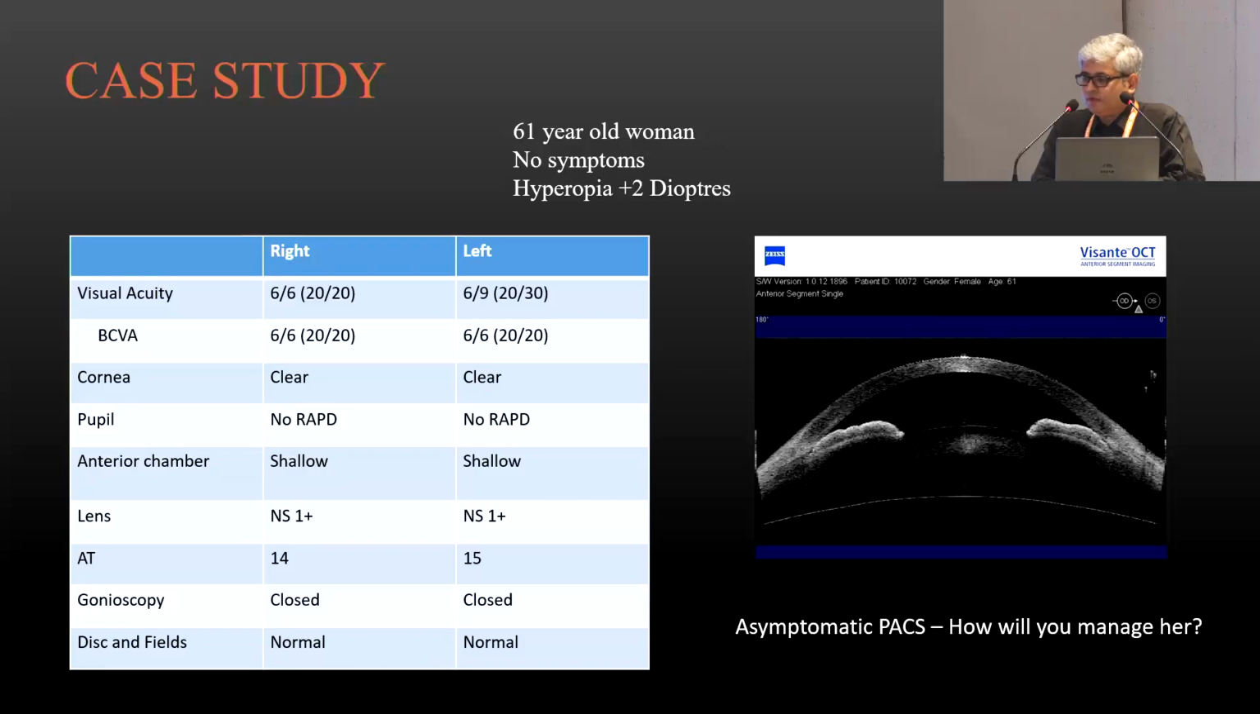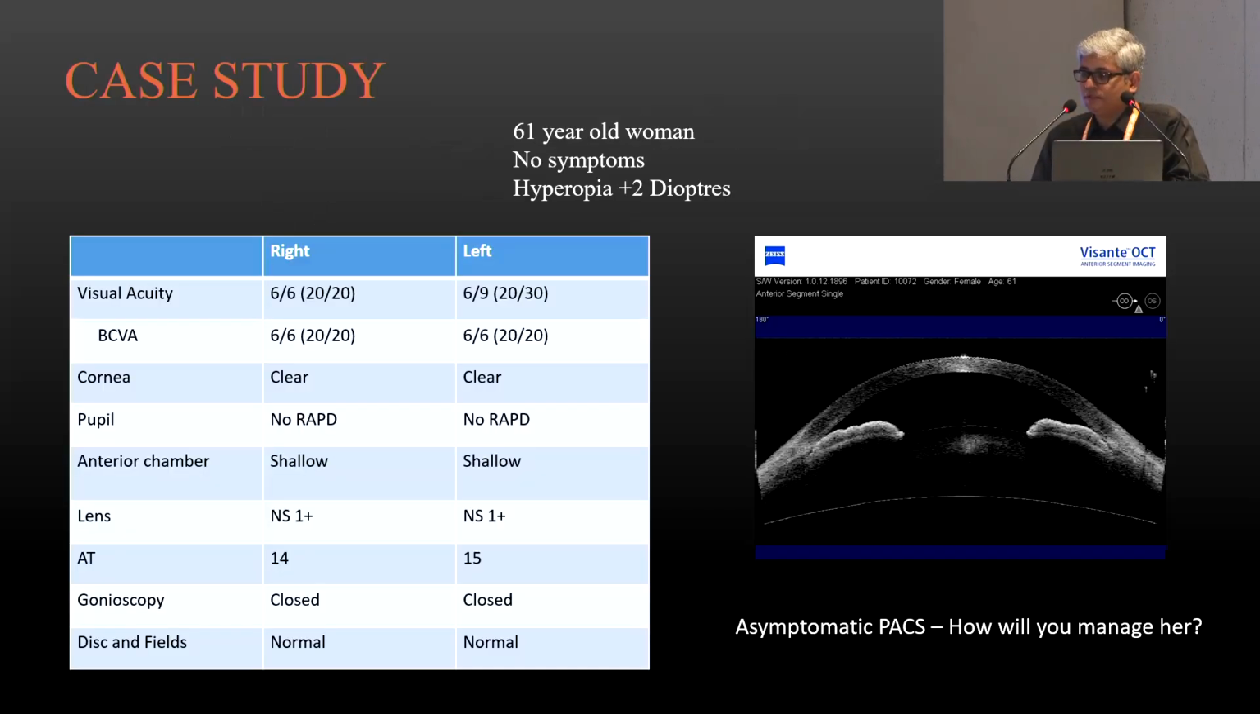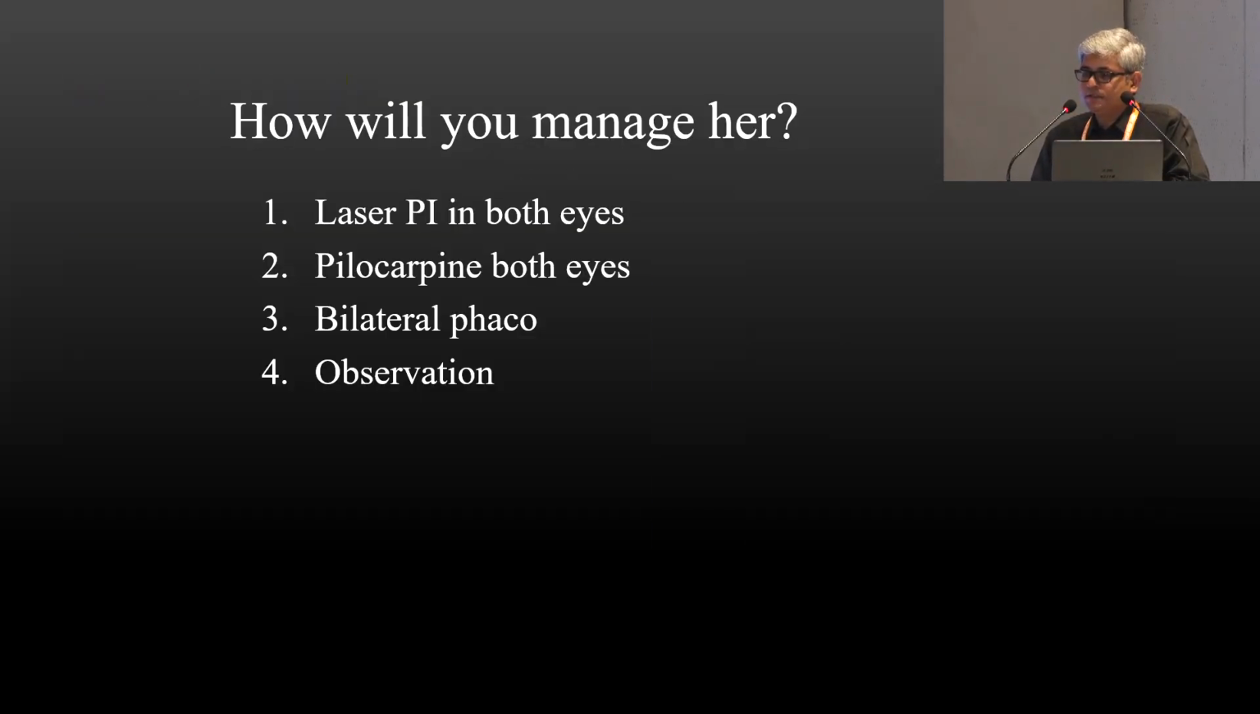So, we are talking about asymptomatic PACS. That is something which we have to be very specific about. These trials dealt with asymptomatic PACS. We removed those symptomatic PACS from these trials actually. And basically, this patient who has just the angle closure and nothing else, how will we manage?